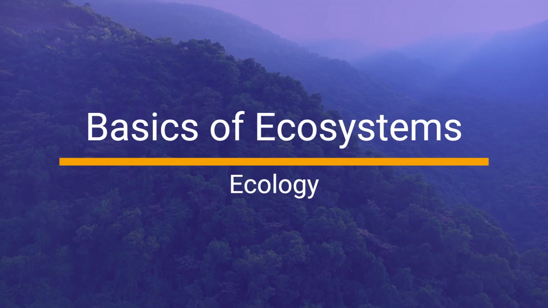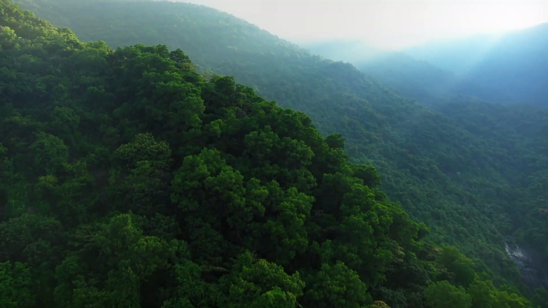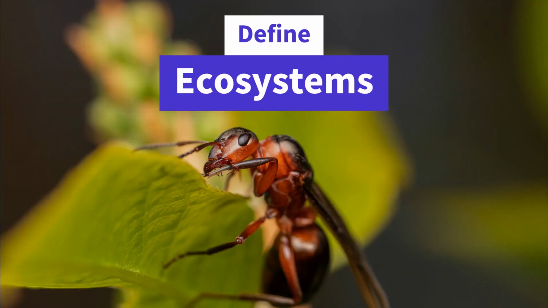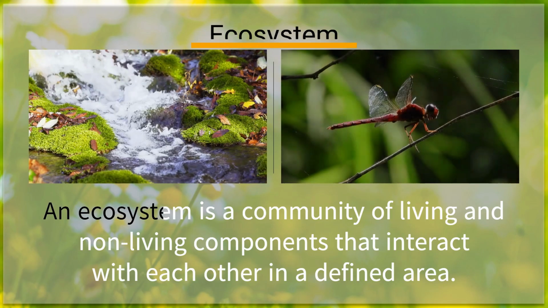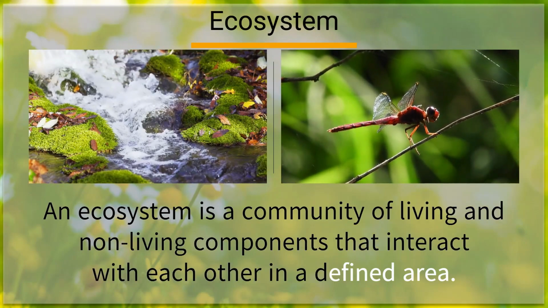Today we will be exploring some basics of ecosystem. Understanding ecosystems is a fundamental aspect of ecology and plays a critical role in how our planet functions. Let's start by defining what an ecosystem is. An ecosystem is a community of living and non-living components that interact with each other in a defined area.